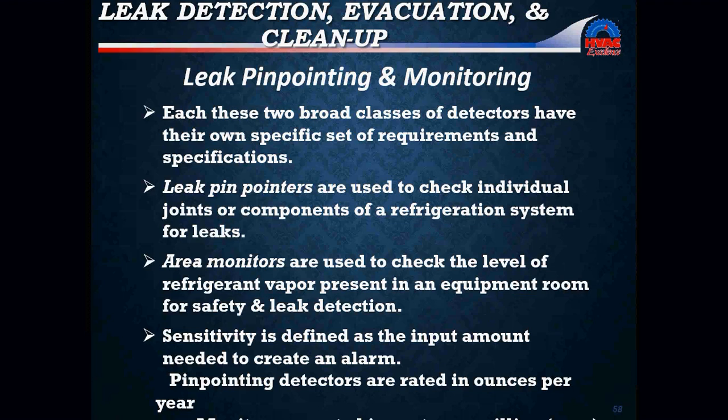Leak pinpointers are used to check individual joints or components of a refrigeration system for leaks. Area monitors are used to check the level of refrigerant vapor present in an equipment room, or for safety and leak detection. Sensitivity is defined as the input amount needed to create an alarm. Pinpointing detectors are rated in ounces per year, so they can have a rating as low as 0.25 ounces per year. Monitors can have an alarm rating of as low as 1 part per million to maybe 3 to 4 parts per million, which is usually the most common.